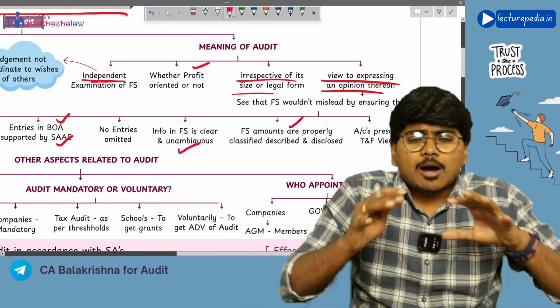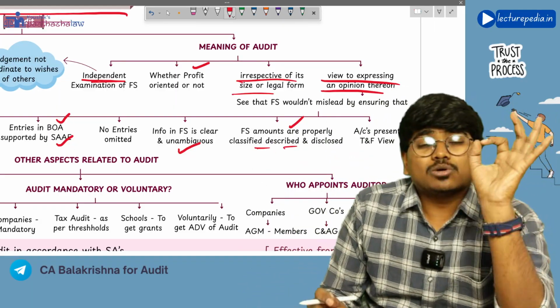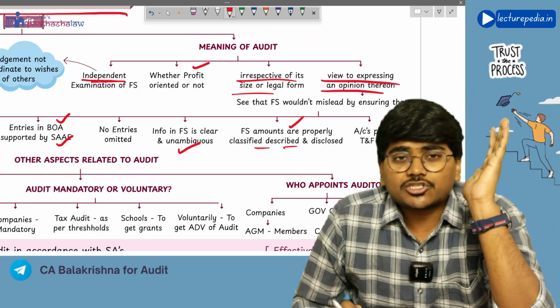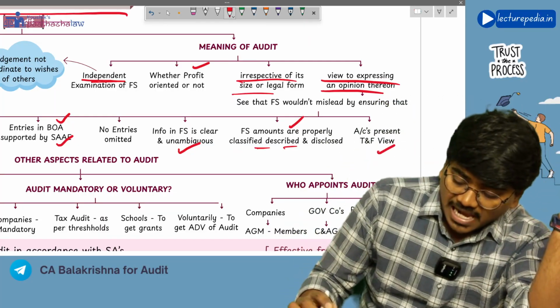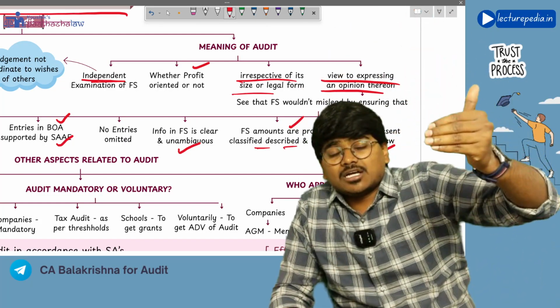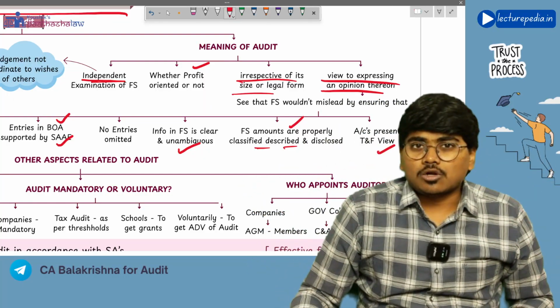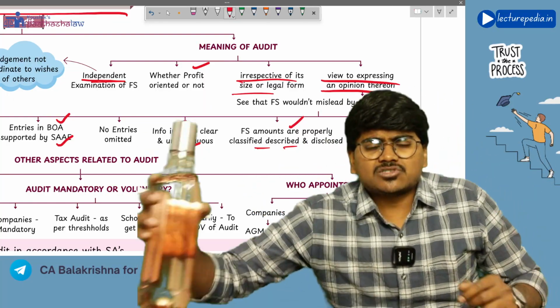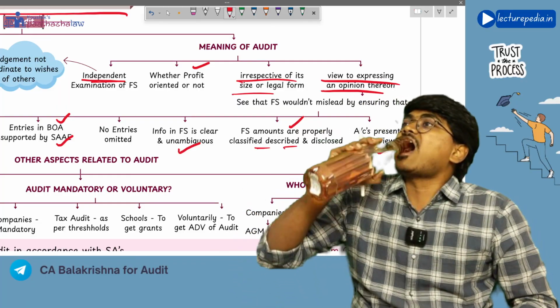Next, the amounts that you present in the financial statements should be properly presented, disclosed and described. Basically, as per the applicable financial reporting framework, you will prepare these financial statements, right? And the auditor will also see whether these accounts show a true and fair view or not. These are examples of some of the aspects that the auditor will see in case of audit, right?